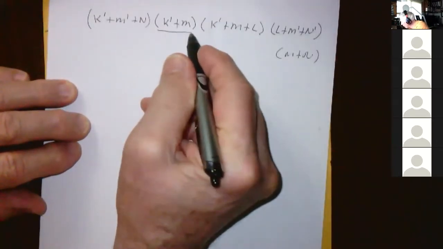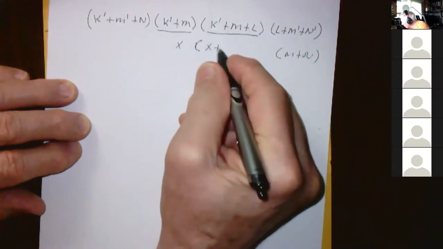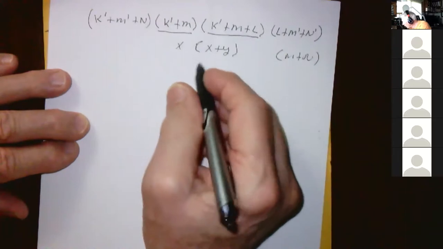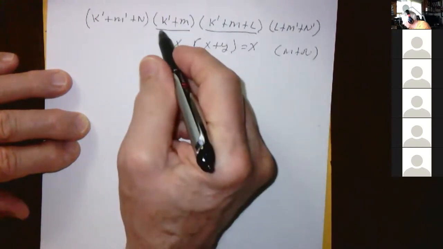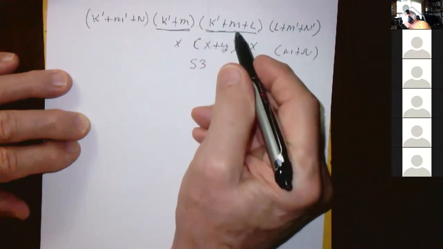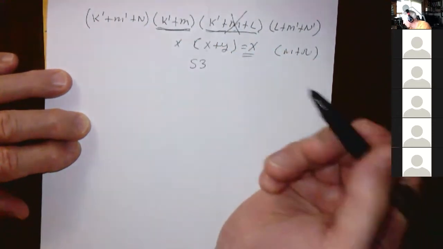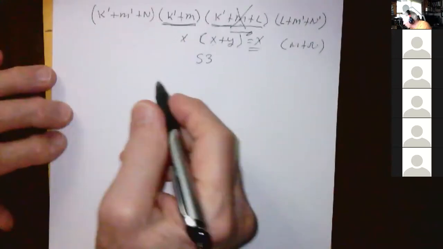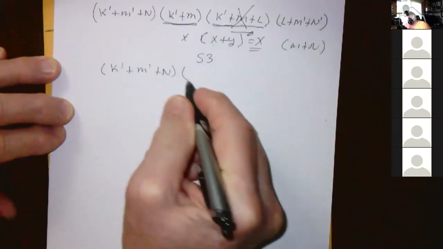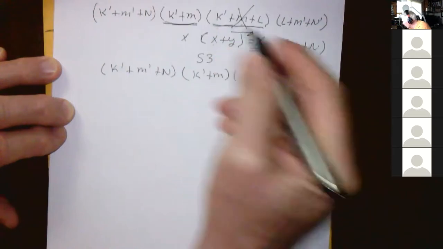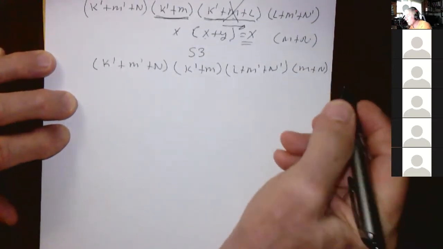Now, K prime plus M, K prime plus M plus L, that is the same as X times X plus Y, and by S3, this just equals X. If I let K prime plus M be X and K prime plus M plus L be X plus Y, then I can drop this term and I'm just left with K prime plus M, which is the X. We're applying it in this direction. So let's rewrite it now: K prime plus M prime plus N, times K prime plus M, this term is gone, L plus M prime plus N prime, and M plus N.